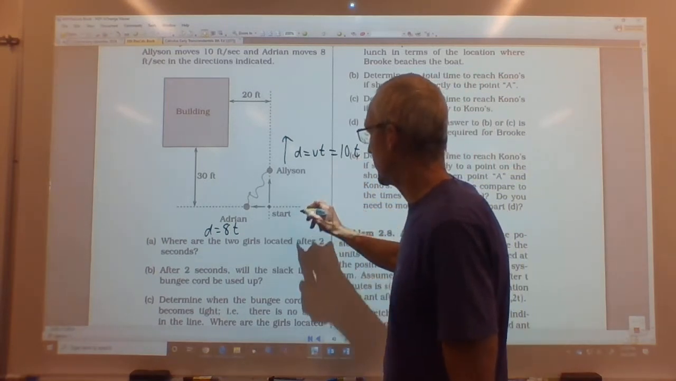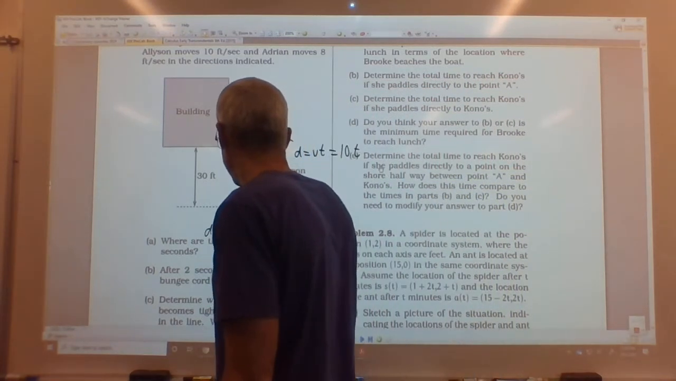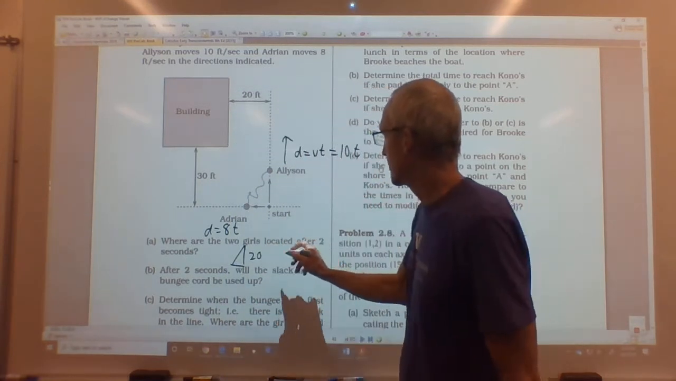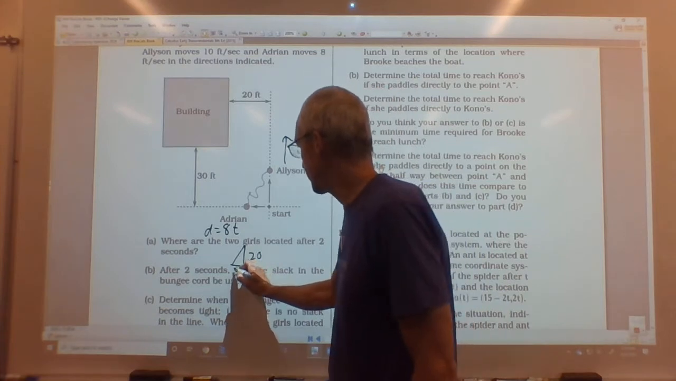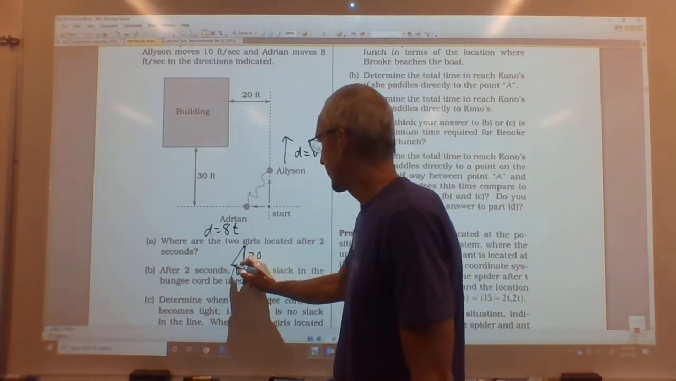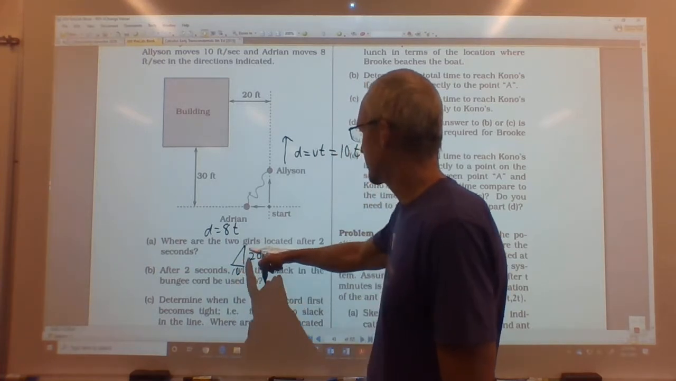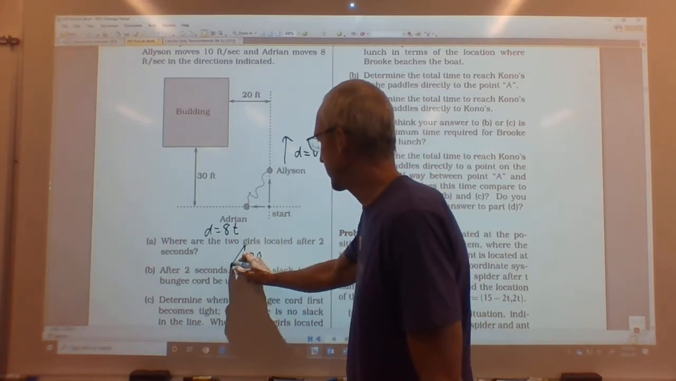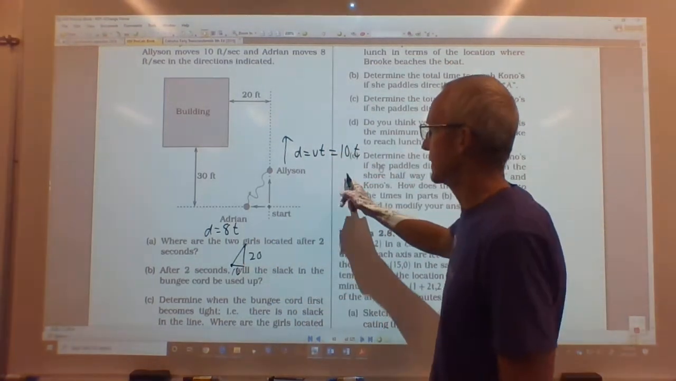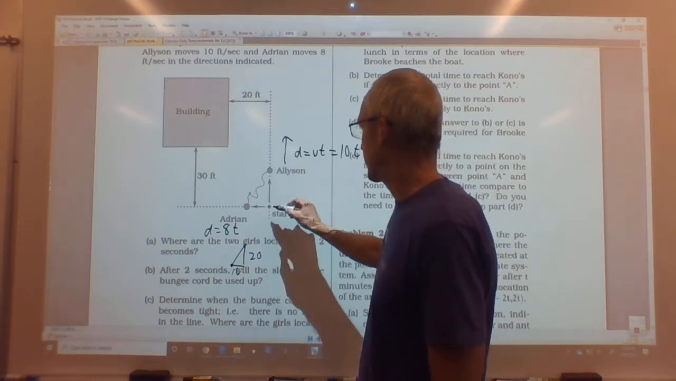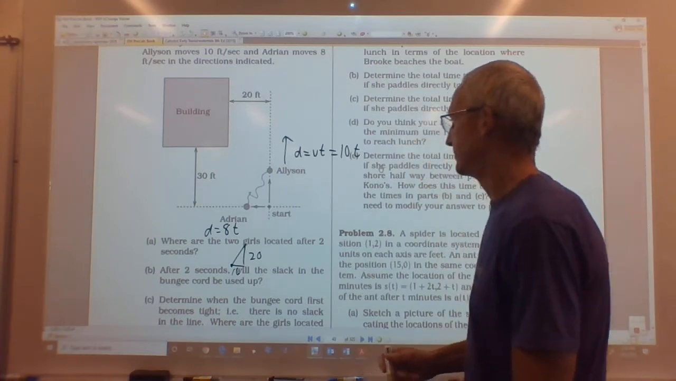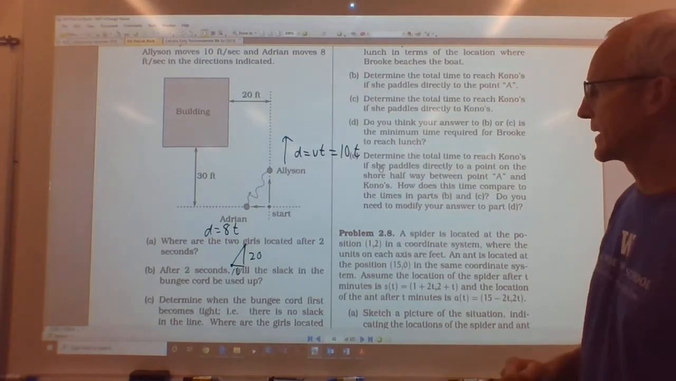The distance here is 20. So we have a distance here. If I just draw a little triangle here, we have 20 here, which is 10t, and 16 here. And so they are 20 up and 16 over. I guess that's pretty easy. So they just want you to see these formulas here. After 2 seconds, Adrian is 16 feet over this way, and Allison is 20 feet up.